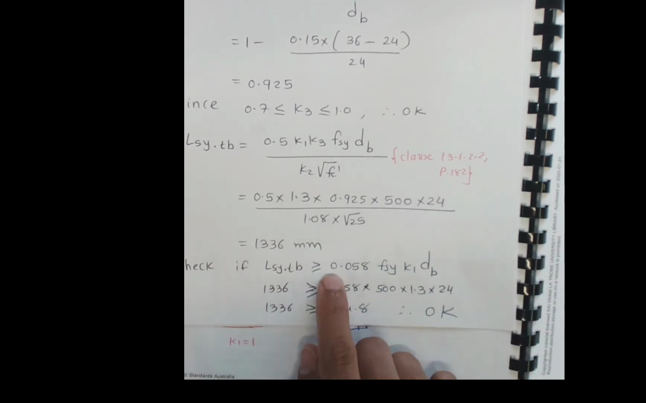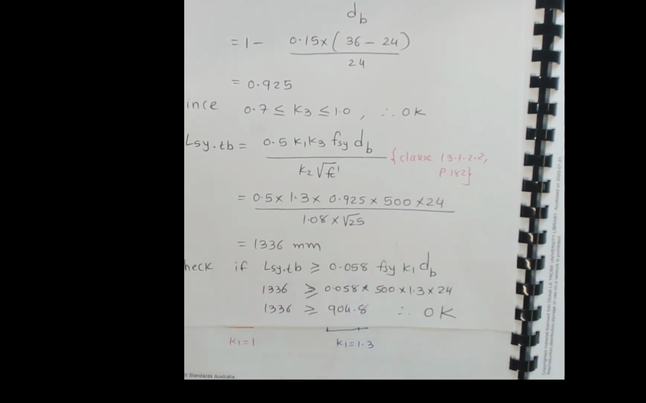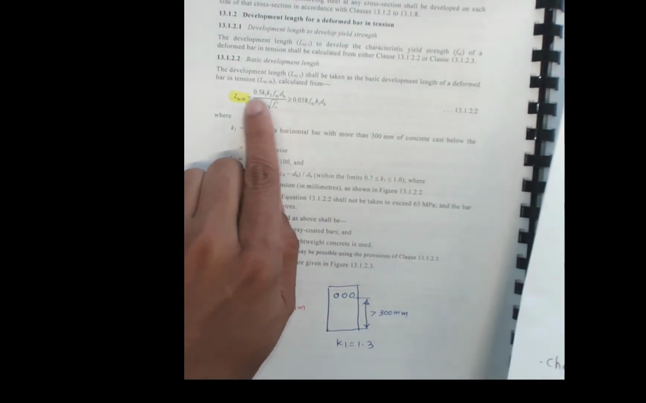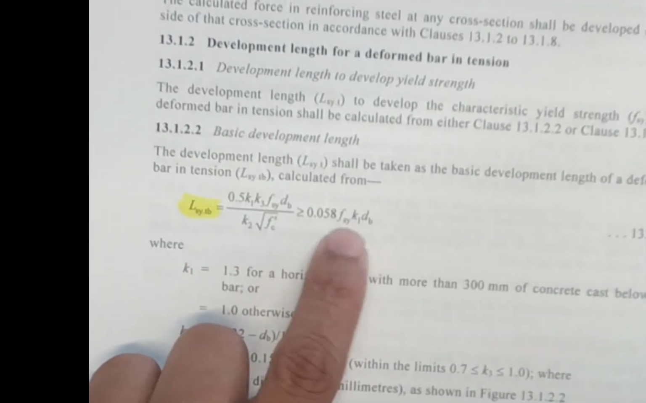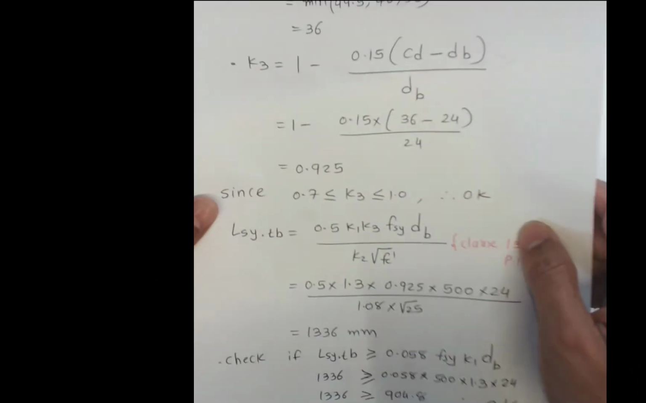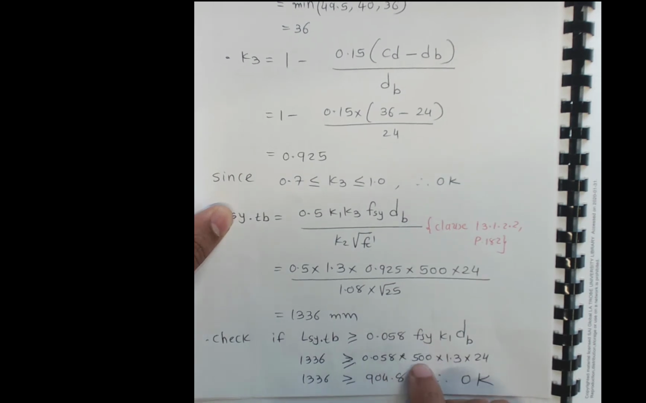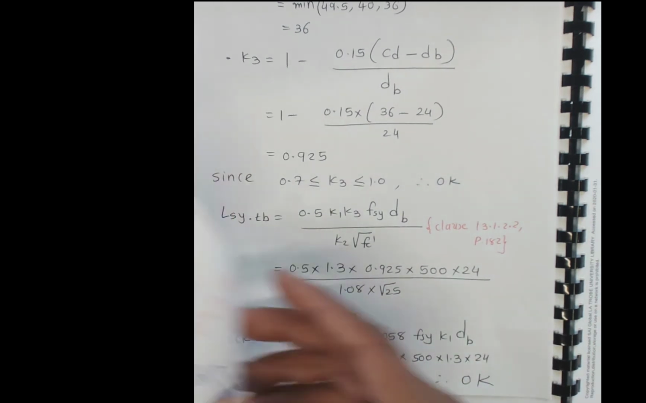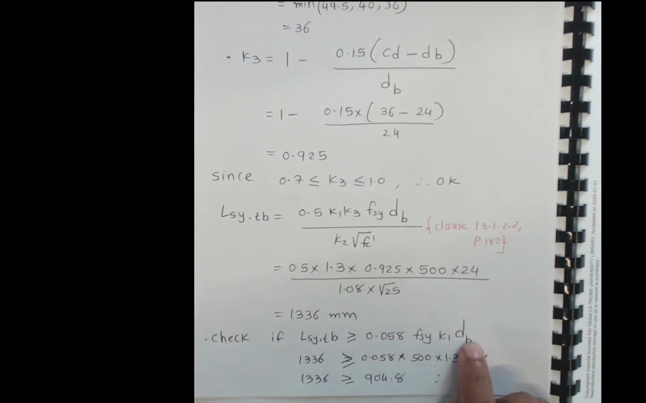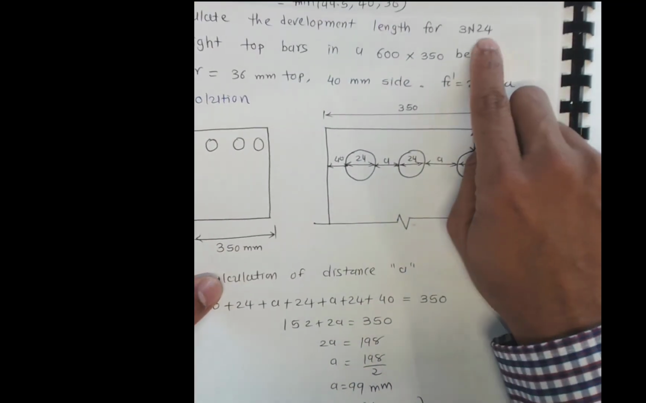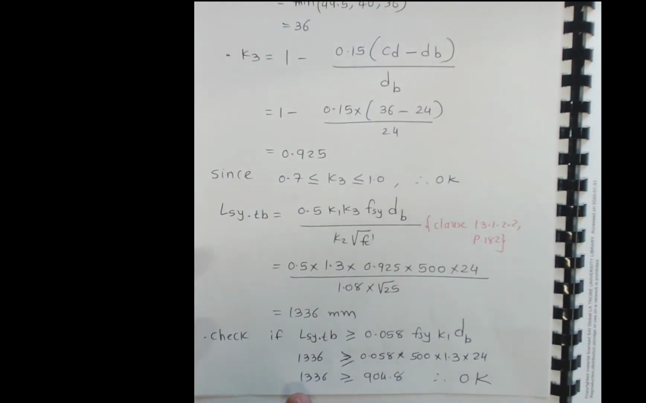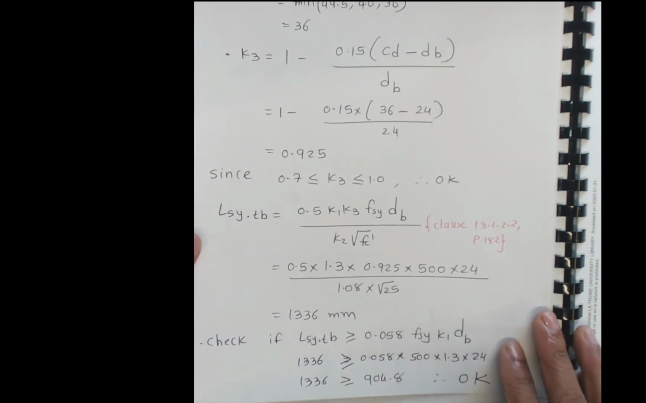Now there is one condition again. Once you calculate this, we need to check one condition given in the standard here: this answer should be more than this value. So we just need to find this value. This value is 0.058 times Fy 500, times K1, which we calculated as 1.3, times dB, the diameter of the reinforcement given in the question, which is 24. That is 905. So the 1336 we calculated is greater than 905. So we satisfy that condition from the standard.